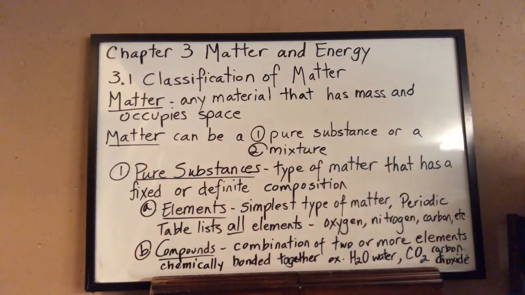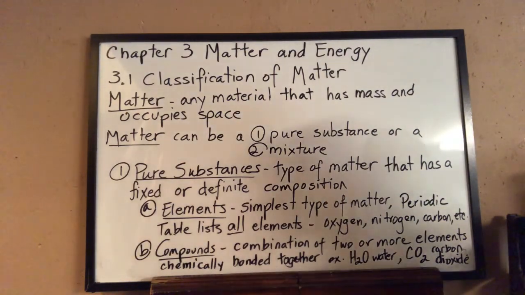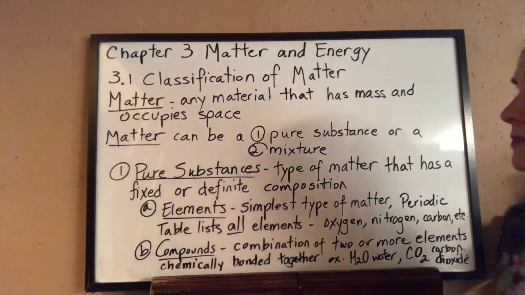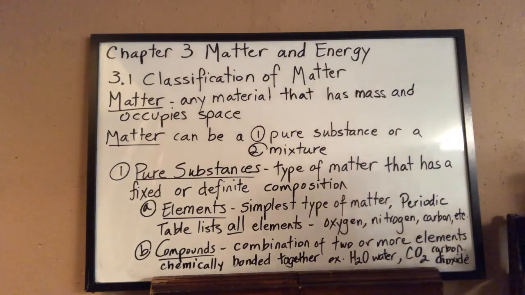Matter is any material that has mass and occupies space. Matter can be classified as either a pure substance or a mixture. A pure substance is a type of matter that has a fixed or definite composition. And we have two subcategories of pure substances, elements and compounds.